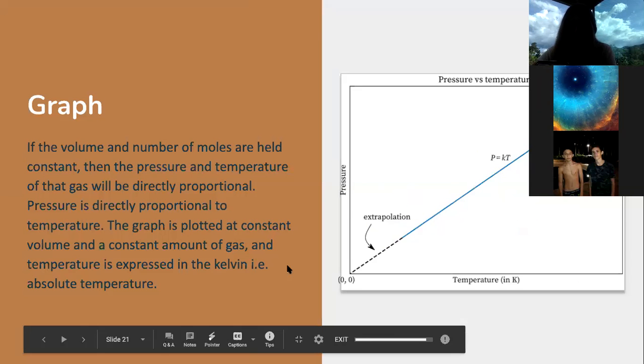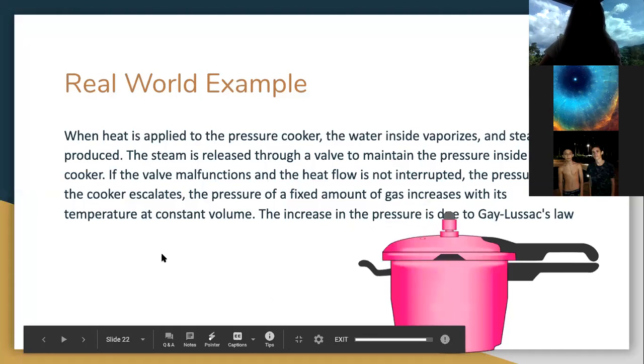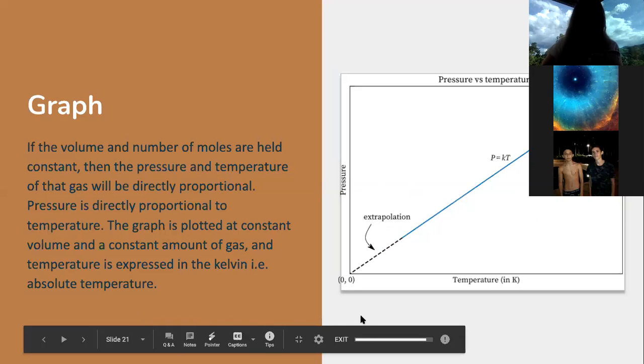In this graph, we can more clearly see the relationship. As the temperature increases, the pressure does as well. So if, for example, I were to increase the temperature in Kelvin by 2 times, the pressure will also increase by 2 times. This means that the relation between pressure and temperature in a gas is directly proportional.